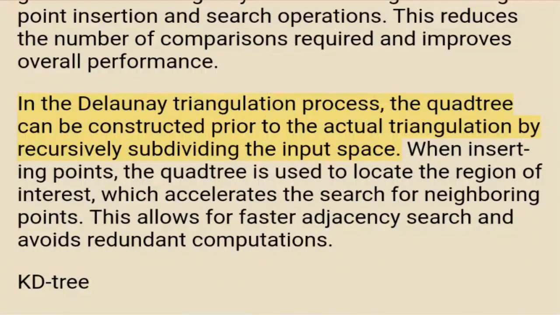This reduces the number of comparisons required and improves overall performance. In the Delaunay triangulation process, the quad tree can be constructed prior to the actual triangulation by recursively subdividing the input space. When inserting points, the quad tree is used to locate the region of interest, which accelerates the search for neighboring points. This allows for faster adjacency search and avoids redundant computations.